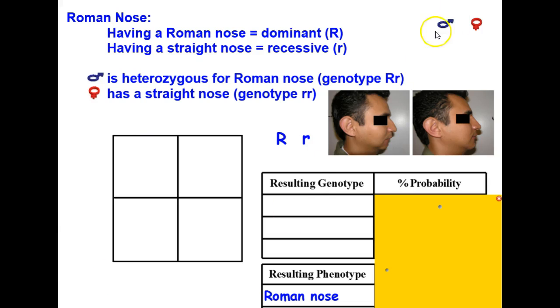Having the Roman nose is the dominant trait, and a Roman nose is where you have this kind of arch to your nose like shown in the picture on the left here. The recessive trait is having a straight nose, straight down from the forehead. As mentioned, having the Roman nose is dominant, so we will assign that the capital R.